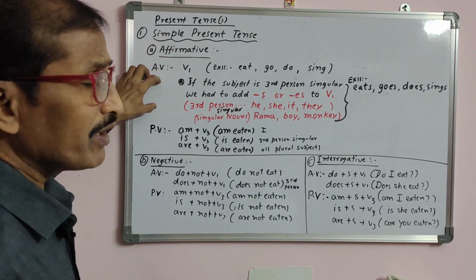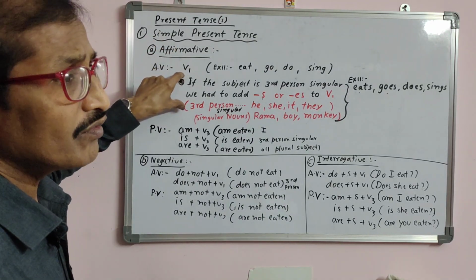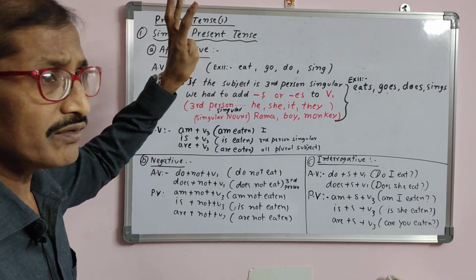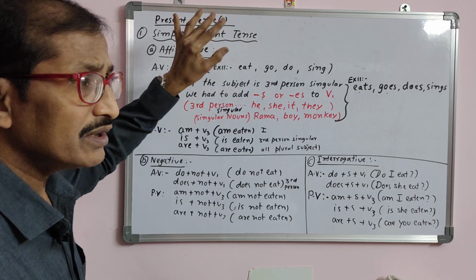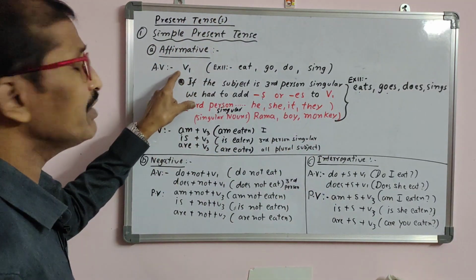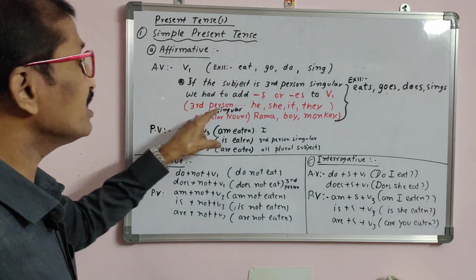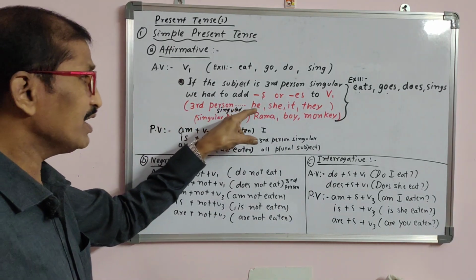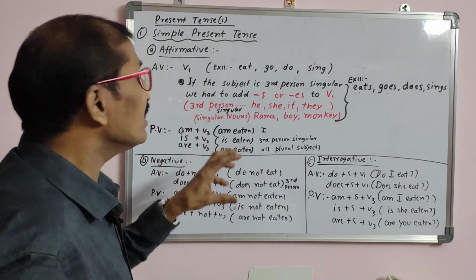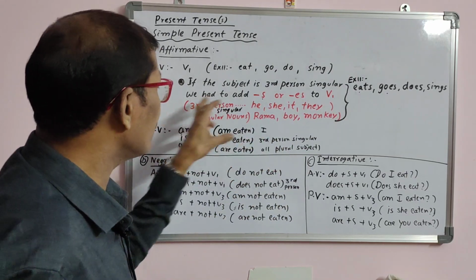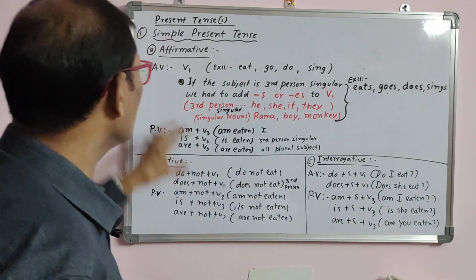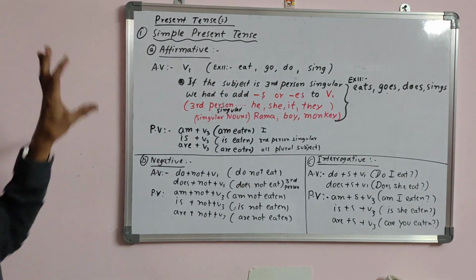Simple present tense in active voice means first thing is V1. For subject I, we, you, they, and any plural nouns also, they take V1 directly. But if the subject is third person singular, that means he, she, it, these are personal pronouns, and any singular form of nouns also comes under third person singular. If they come, we have to add s or es to V1. This is in active voice.